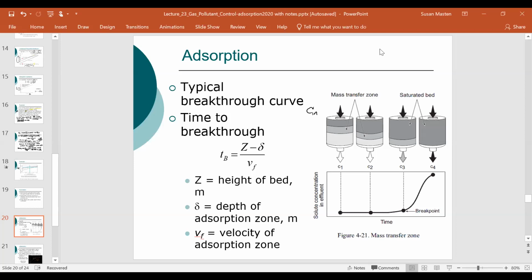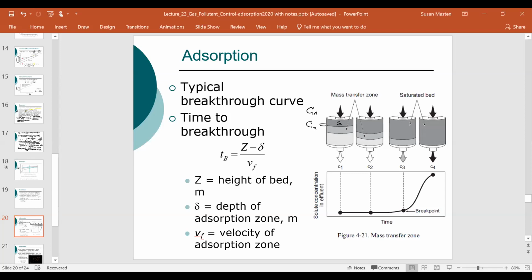And over time, within a region, equilibrium is achieved. So for instance, if we were to put a sampling port right here, and equilibrium has been reached, then the concentration that we would observe at that point is the C naught concentration. So essentially there's no additional removal within that zone. This zone here we'll describe as delta, the depth of the adsorption zone.